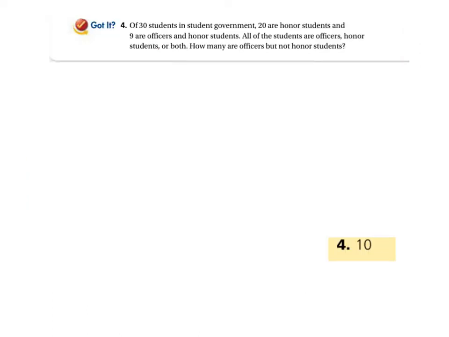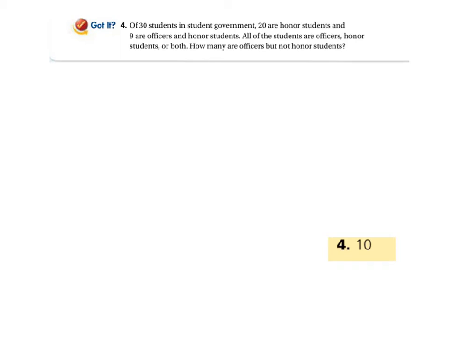Okay, so let's read this carefully together first. Of 30 students in student government, 20 are honor students and 9 are officers and honor students. So this 9 is inside of that 20. All of the students are officers, honor students, or both. So you can't say, oh, this kid's none of them, right? How many are officers but not honor students?